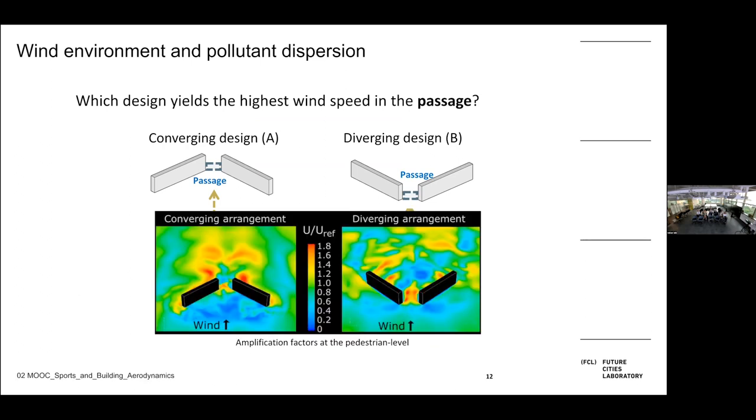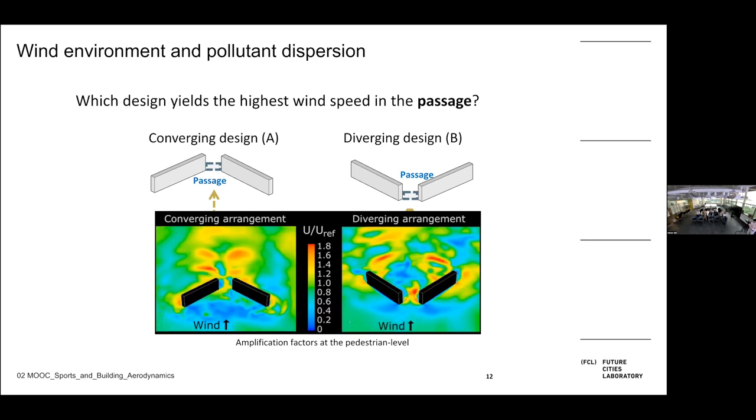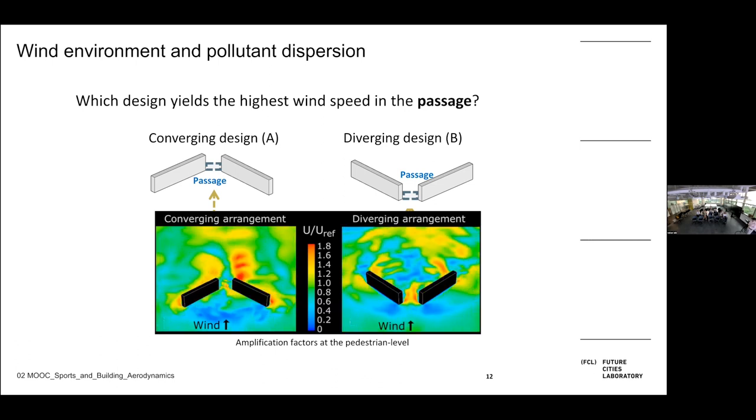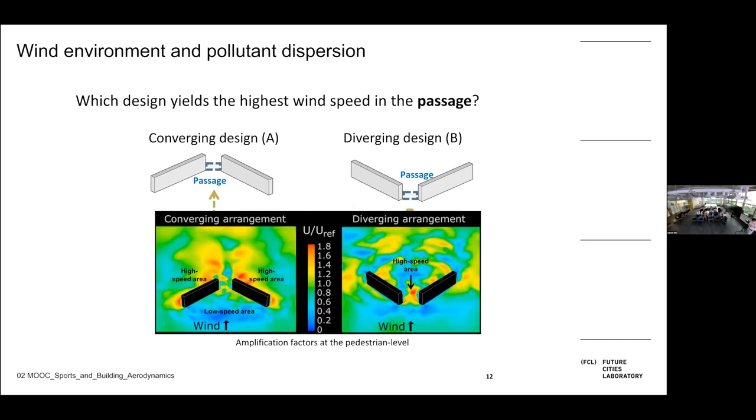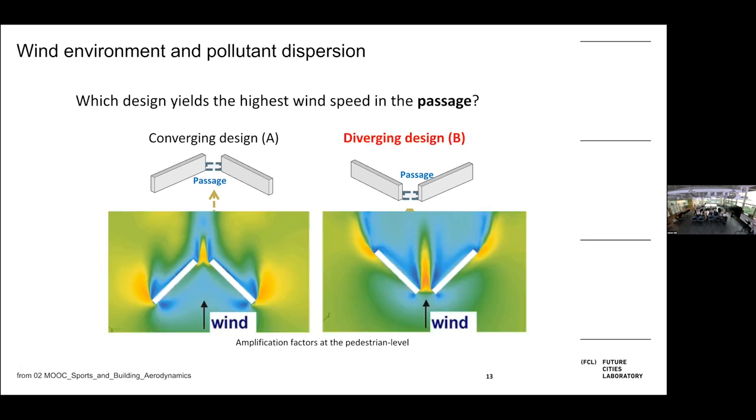Here I show you the numerically simulated results. We can see high wind speed occurs behind the buildings in the converging arrangement. But when we look at the diverging arrangement, high wind speed occurs in the passage area. So clearly, the correct answer to this question is the diverging design. Probably it is a little counterintuitive for people who are not working in this field.